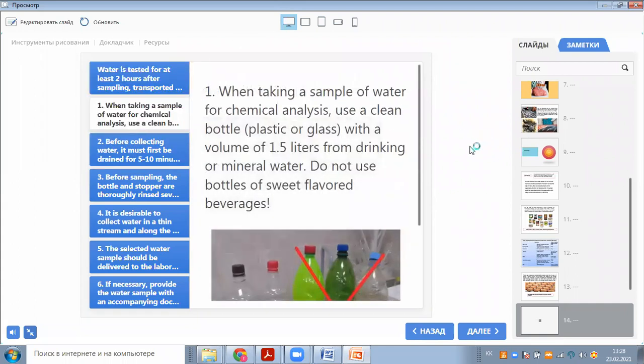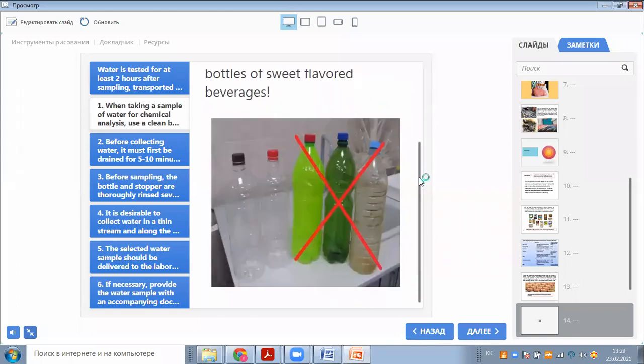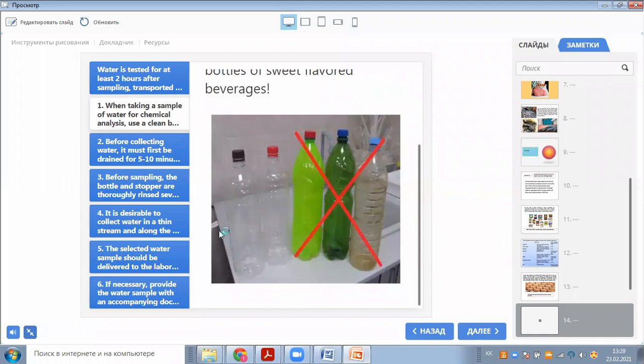For example, rule number 1. When taking a sample of water for chemical analysis, use a clean bottle, plastic or glass, with a volume of 1.5 liters from drinking or mineral water. And you must never use bottles of sweet flavored beverages. Okay, understand? Like in this picture, you can use bottles like these.